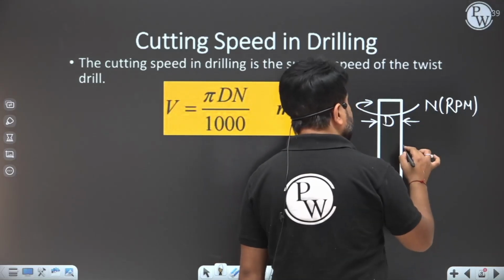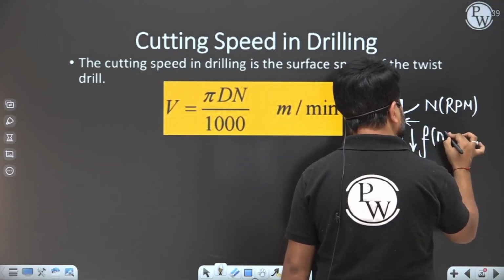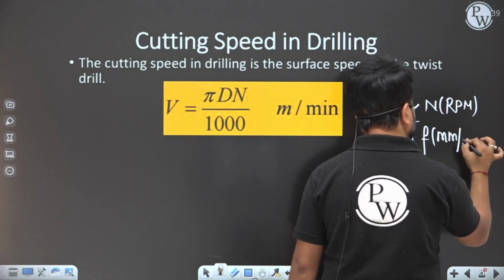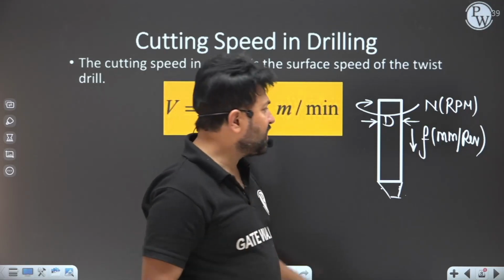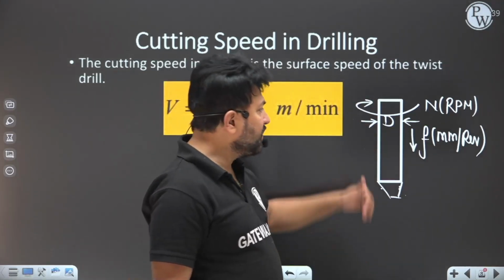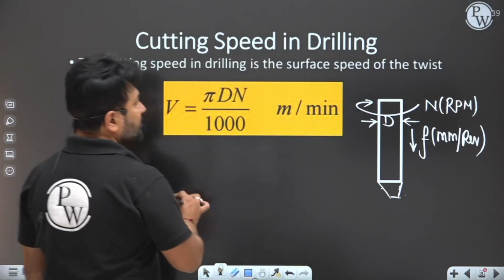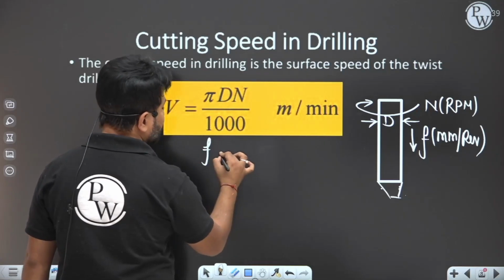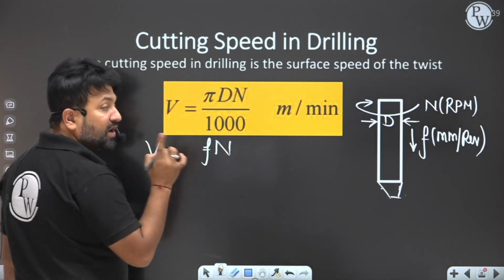There is one more parameter which we provide, which is the feed, f, that is in mm per revolution. In one revolution, how much is the tool traveling inside the workpiece, going downward? My dear, if you multiply f into N, then what does it give? It also gives the velocity.